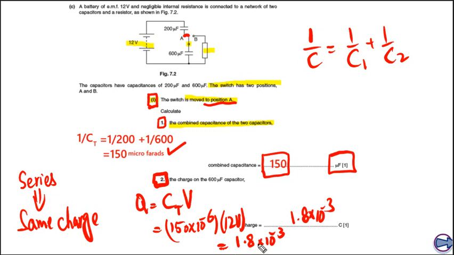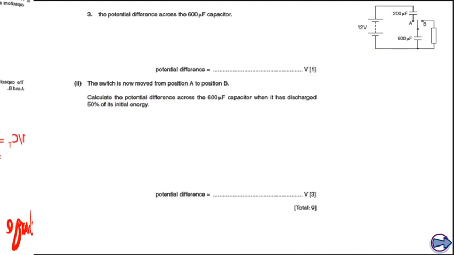And 1.8 times 10 to the minus 3 coulombs is the charge on the 200 microfarad capacitor, and it is also the same amount of charge, 1.8 millicoulombs, I can simply say, on the 600 microfarad capacitor.